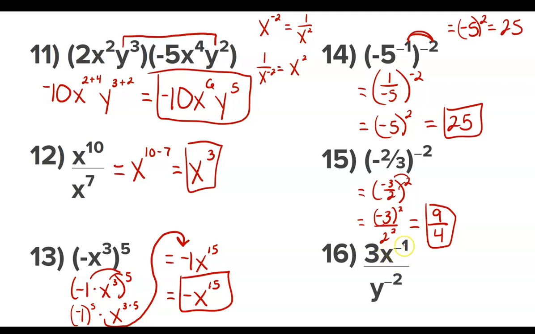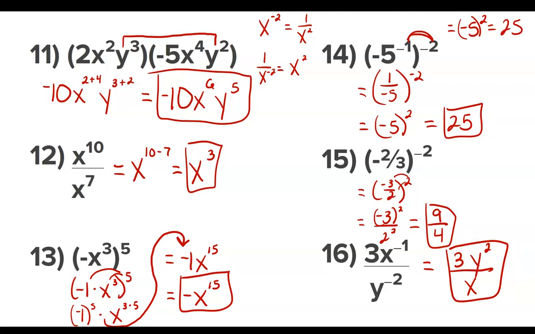And our last one, the x is negative, so he's unhappy. We want to move him down. The y to the negative 2 power is negative. He's unhappy where he's at, so we're going to move him up. So the 3 is perfectly content where it's at, so it's going to stay up there. So we'll now have y to the positive 2 power in the numerator and x to the positive 1 power in the denominator. You do not have to write to the power of positive 1. You do have to write to the power of negative 1. So that would be your final answer.